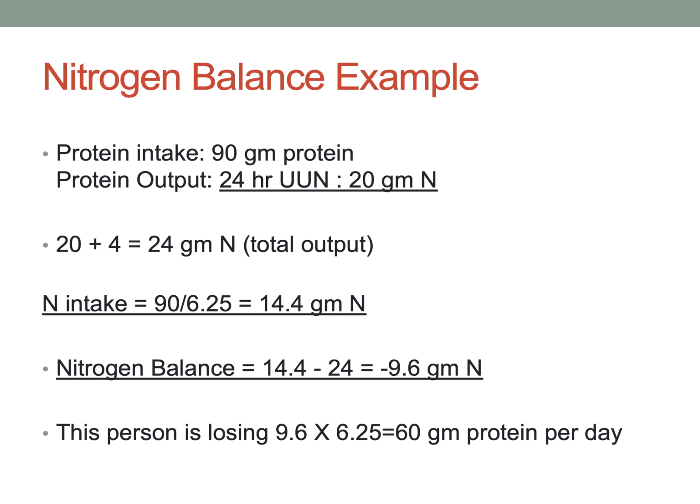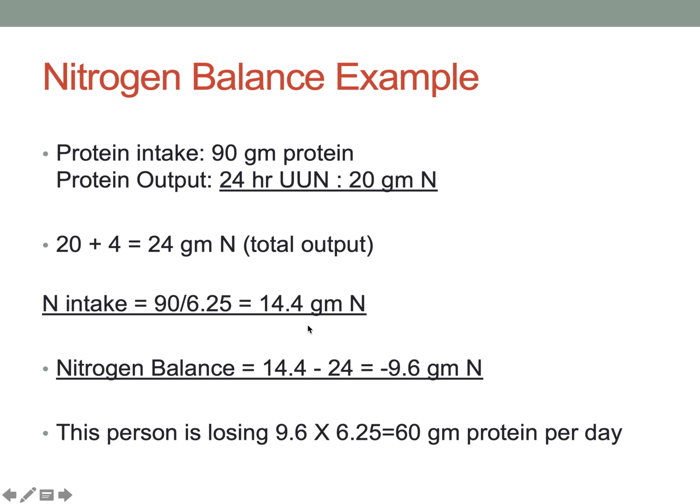So let's say that you're taking in 90 grams of protein, and your protein output was, you had a 24-hour urinary urea nitrogen test that showed 20 grams of nitrogen. Okay, now we added 4 to that to account for sweat and feces, and so our total output of nitrogen is 24 grams. Now, we have to get our protein into nitrogen so that we can compare this. So we look at our nitrogen intake. That's 90 grams of protein. We're going to divide that by 6.25, and that gives us 14.4 grams of nitrogen.